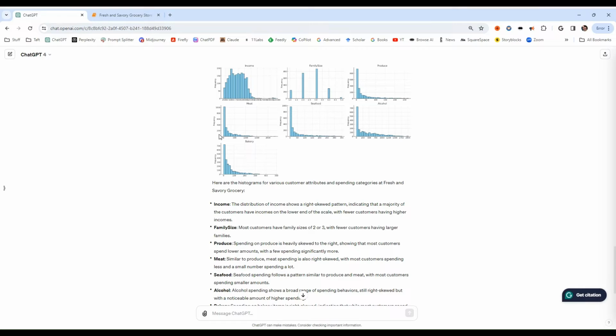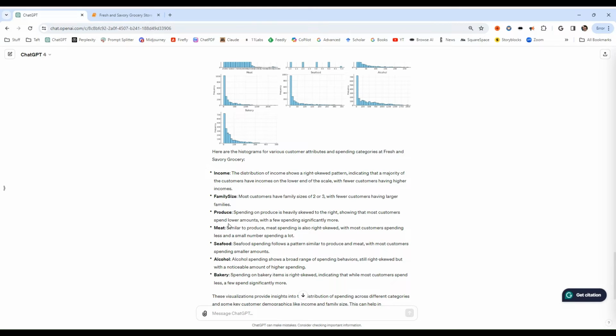For meat, we also see that it is right skewed, with most customers spending less and a small amount spending a lot more. Seafood also follows that pattern. Alcohol spending, however, shows a broad range of spending behaviors. It's still a little right skewed, but there's a noticeable amount of higher spending, and we can visually see that here. Lastly, bakery items is also right skewed, indicating that while most customers spend less, a few customers spend significantly more. Guess those are our customers with a sweet tooth.